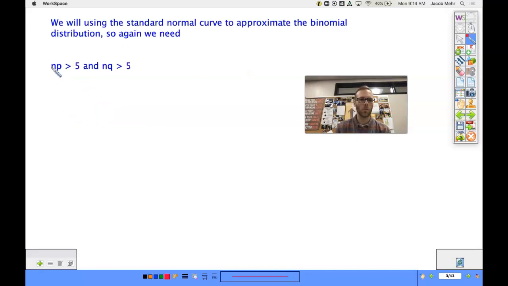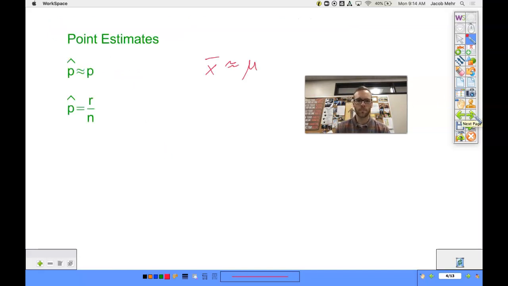By the way, when we say n times p has to be greater than 5 and n times q has to be greater than 5, remember, we don't really know p and q. So I'm going to change this to say n times p hat has to be greater than 5 and n times q hat, the point estimate for the likelihood of failure, has to be greater than 5 as well.